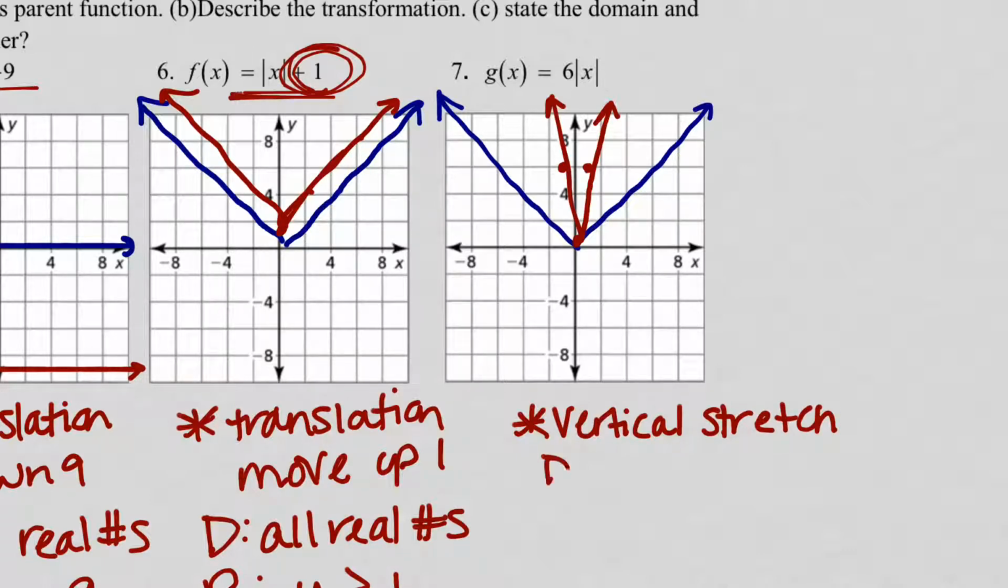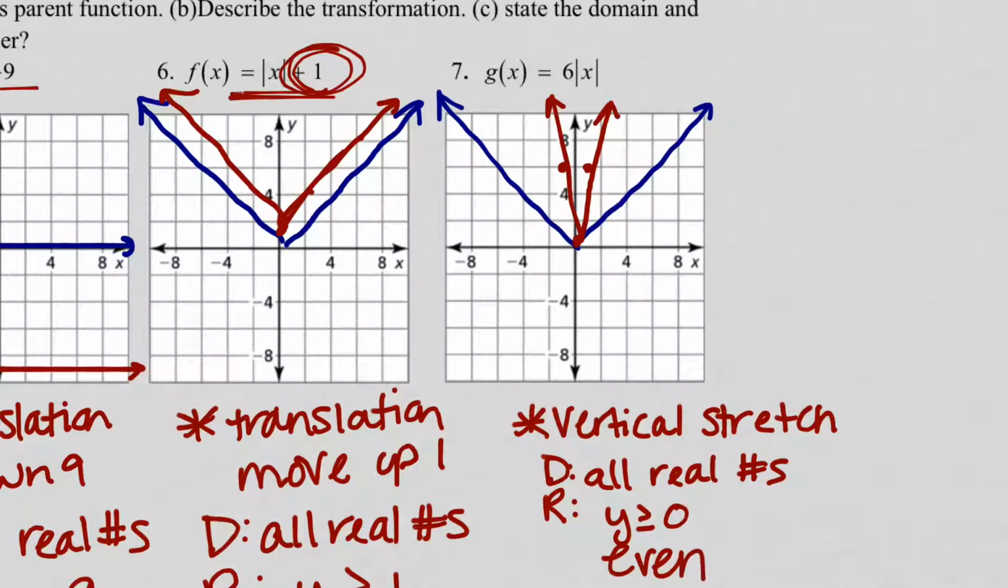My domain, again, is going left and right forever, just slowly now, but it's still going that way. So all real numbers. And then my range, y can't be negative in this case, so y is greater than or equal to 0. And then it will be even, because if I reflect it on the y-axis, it is the same. Okay, there's another video to continue to the last page of these notes.